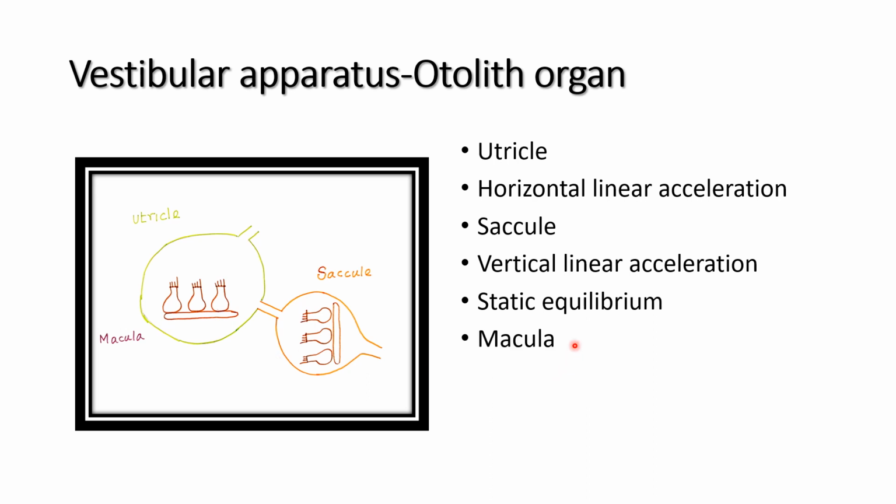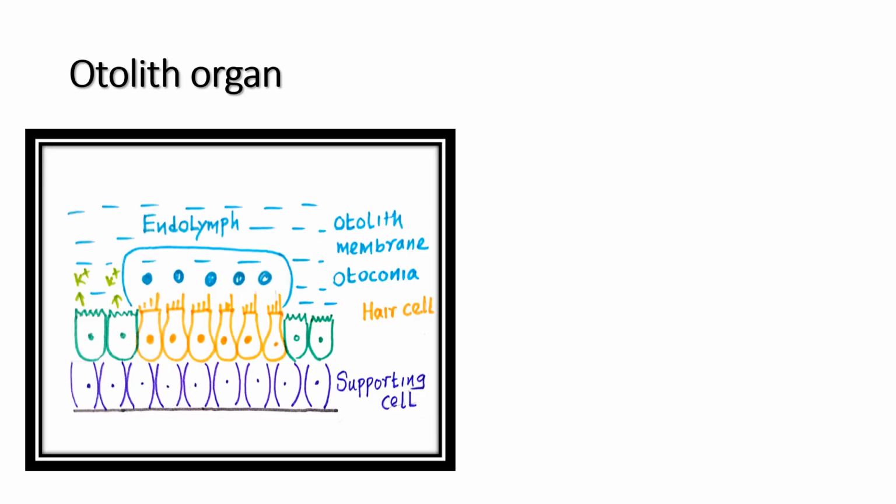The macula is the sensory epithelium present in the utricle and saccule. The utricle and saccule are called the otolith organ. Inside the utricle and saccule, the sensory epithelium is called the macula. In the macula, it contains the hair cells. The yellow color is the hair cells, and the green is the vestibular dark cell. It secretes potassium ions. This is the supporting cells.